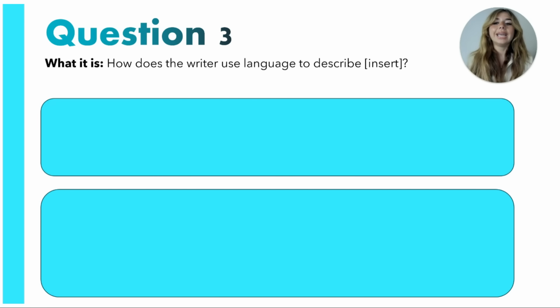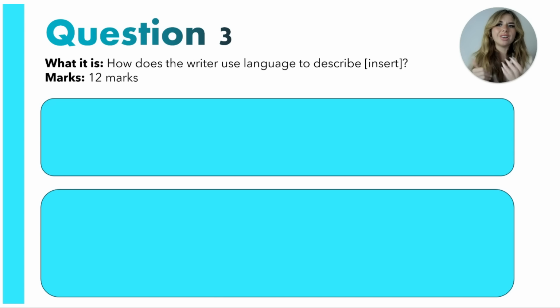So let's go on to question 3. What it is, is how does the writer use language to describe insert? Now, if you know your papers really well, you will know that this is basically the same as language paper 1, question 2, which again is a language question, asks you to analyse language. This one is just worth 12 marks, whereas the one before was worth 8 marks. So we can just use a very similar thing, but we just want to add more analysis onto it. So you should already practice this skill.